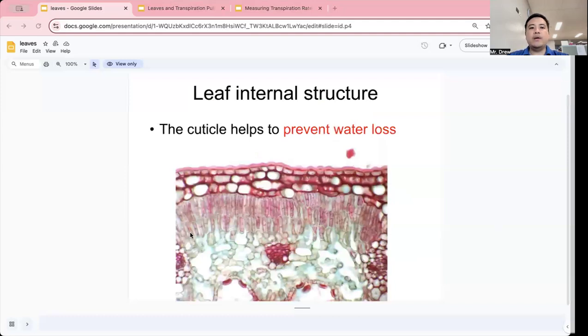Okay, let's start with the first internal part of a leaf, that is the cuticle. It is a waxy outermost layer of the leaf. Its function is to prevent excessive water loss through evaporation. Next, it is thicker in dry environments to conserve water, and also acts as a barrier against pathogens and pests. So why is this important? It helps plants survive in different climates by reducing water loss.